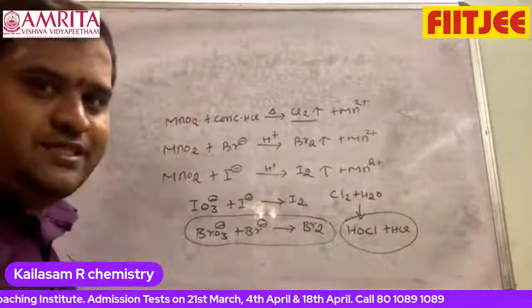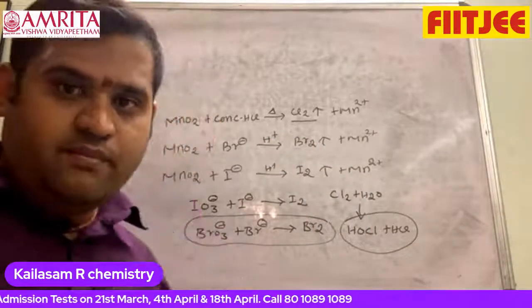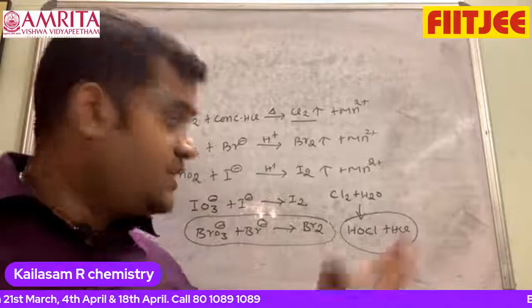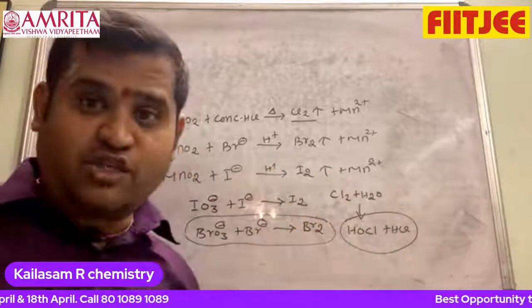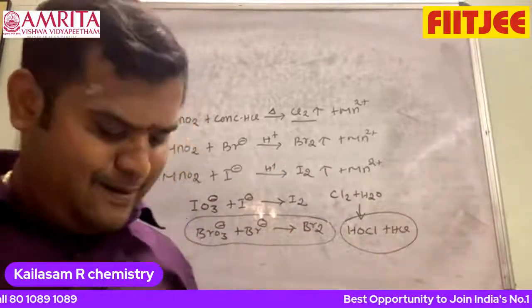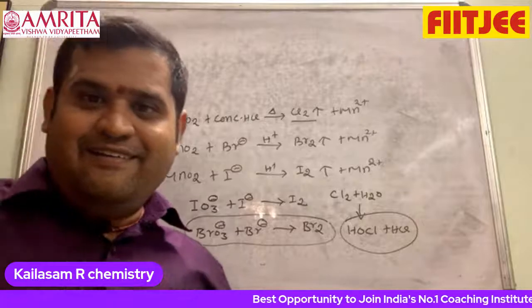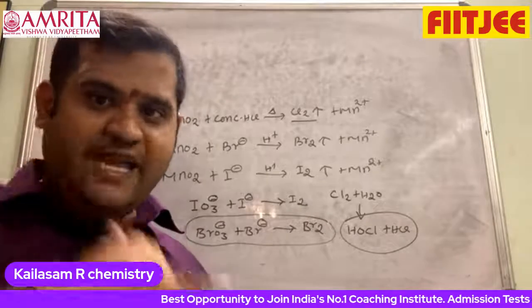Chlorine water loses its yellow color because of what? What is the reason behind this? Because it undergoes a disproportionation reaction, forming HOCl and HCl. Now, we got the idea about that.